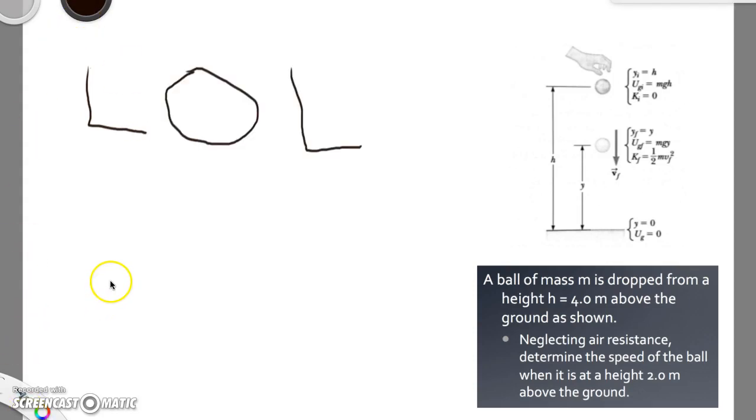Just like the last ones, we're going to start by drawing our LOL chart. And now that we've drawn our chart, we're going to define our system. In this case, we're comparing the height of the ball and its speed, so our system would be made up of Earth and the ball. Now we're going to track the energy.